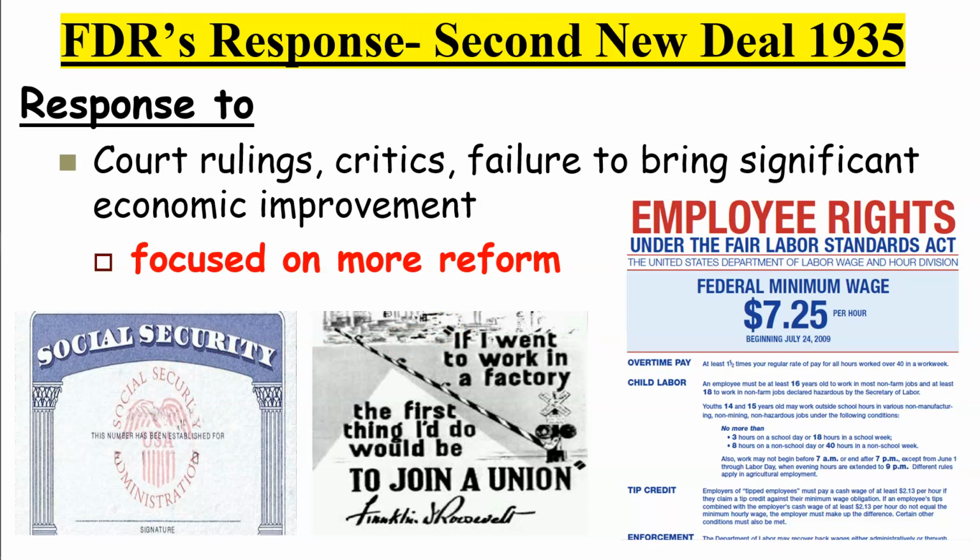Social Security, the right to join a union in the Wagner Act, the Fair Labor Standards Act, which gets rid of child labor, sets a minimum wage, limits our work hours to 40 hours a week, and requires overtime pay if you go beyond 40 hours a week. TGIF happens here. Thank God it's Friday, right?